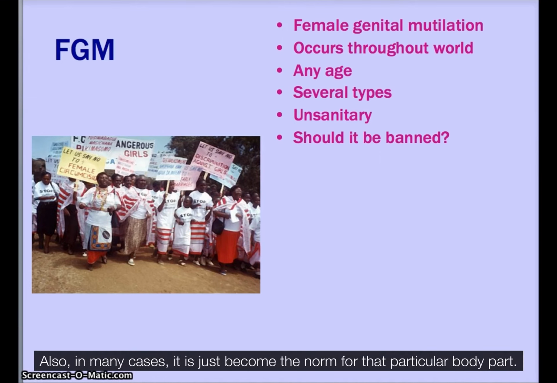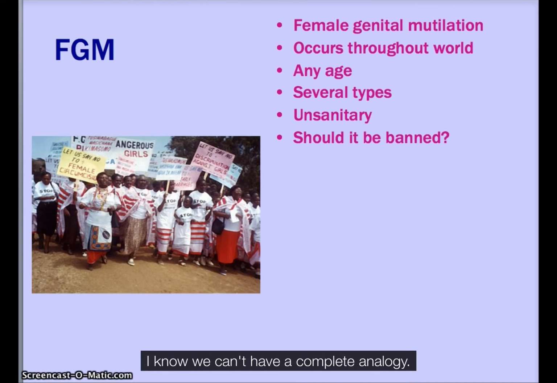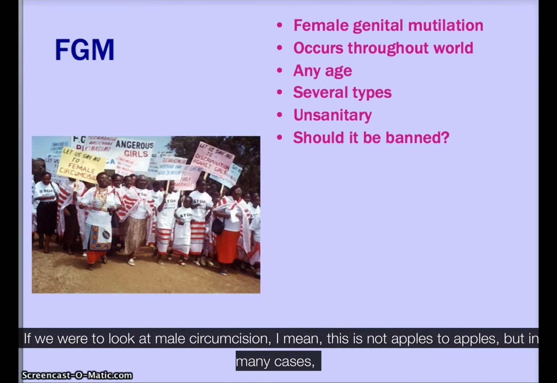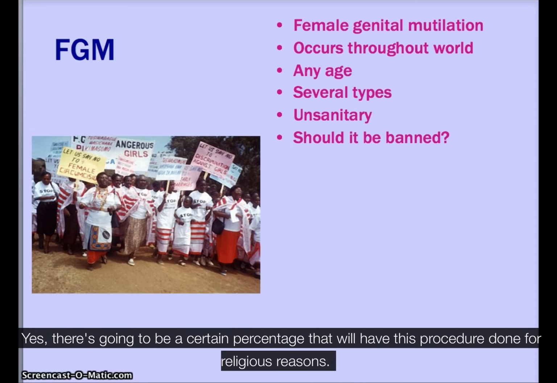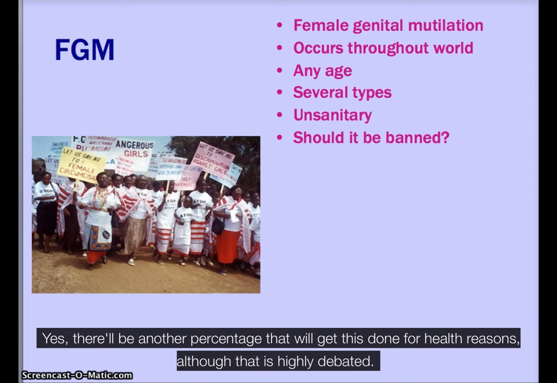Also, in many cases, it has just become the norm for that particular body part. I know we can't have a complete analogy if we were to look at male circumcision. I mean, this is not apples to apples, but in many cases, when male circumcision is performed, it is for culturally aesthetic reasons. Yes, there's going to be a certain percentage that will have this procedure done for religious reasons. Yes, there'll be another percentage that will get this done for health reasons, although that is highly debated.